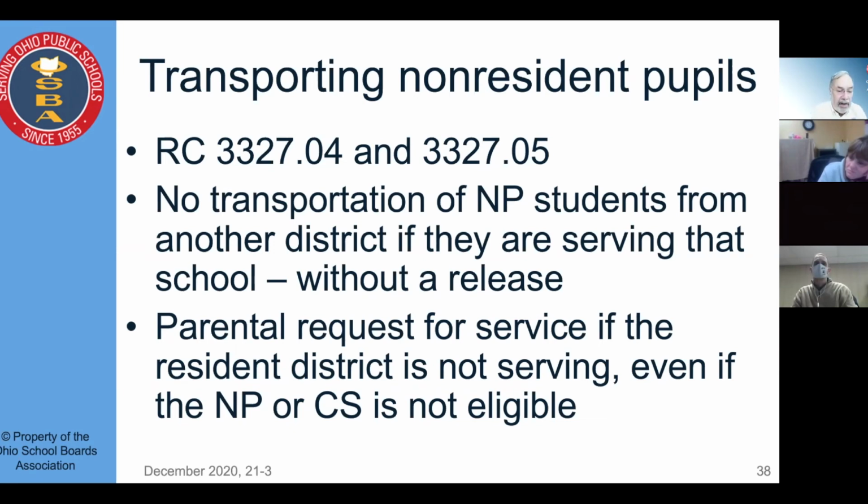So there's now a section in law that says if mom or dad still wants their child to go to that school, they can go to a neighboring district and ask that neighboring district to transport their child. And we used to say, and I used to say this all the time when I worked for the department, if a child's ineligible from one district, they're ineligible from all districts. Well, the legislature adopted an amendment to 332705 that threw that out of the window. And in essence, what it says is, even if they're ineligible from one district, if that district's not serving, mom or dad can go to another district that is running a bus and say, will you transport my child? And that other district is allowed to do that.